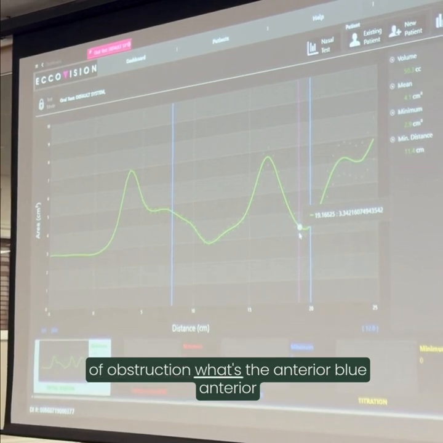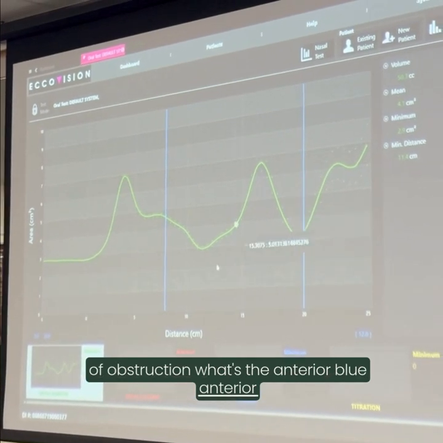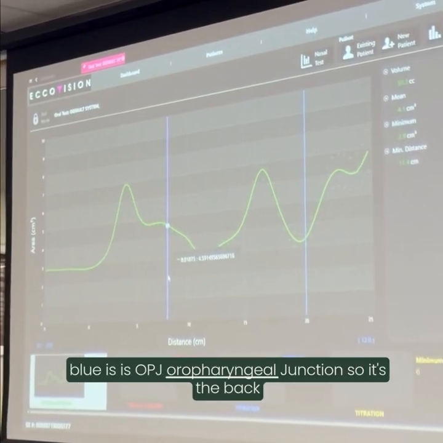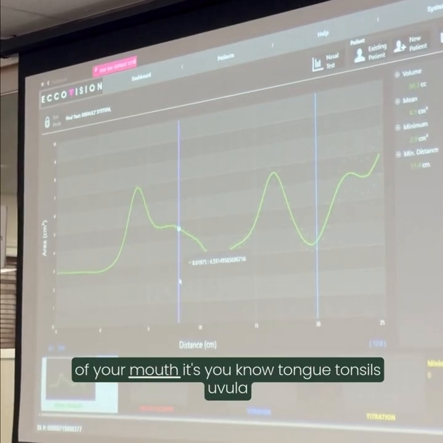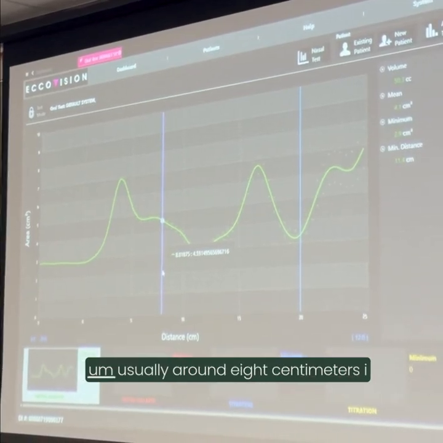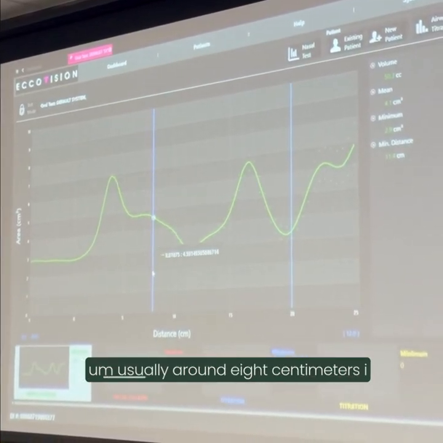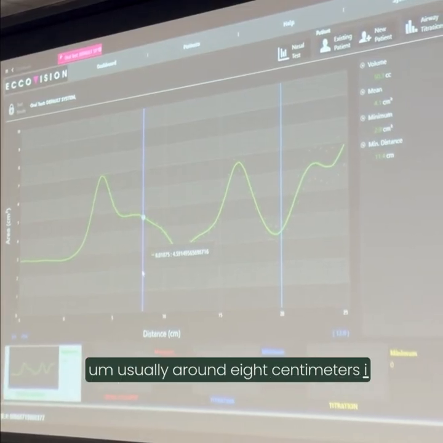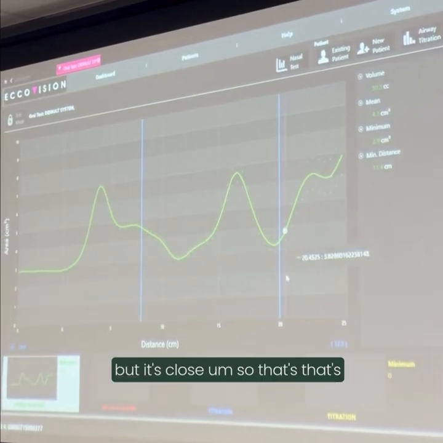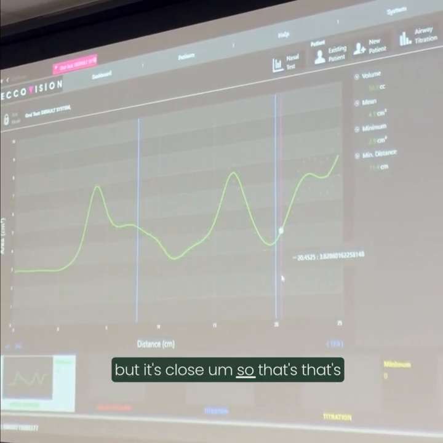What's the anterior blue? The front blue? Anterior blue is the OPJ, oropharyngeal junction. So it's the back of your mouth. It's tongue, tonsils, uvula. Yeah. Usually around 8 centimeters. I mean, obviously the lengths here could vary somewhat, but it's close.